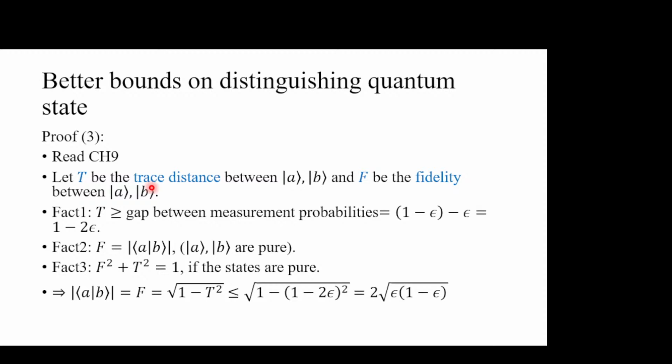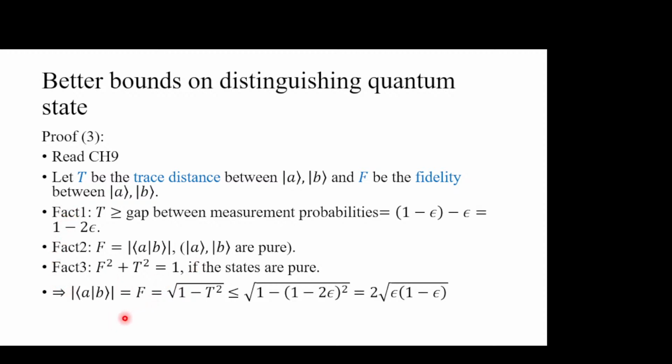Okay, but for now we have both A and B are pure states, and for pure states, the fidelity is actually just the inner product between them. So fidelity is the norm of the inner product between those two states. And there's a very interesting fact: if your two states are pure, then fidelity squared plus trace distance squared will equal 1. And so you can basically get the thing we want to bound immediately from those three facts.